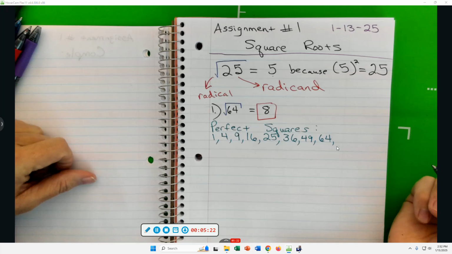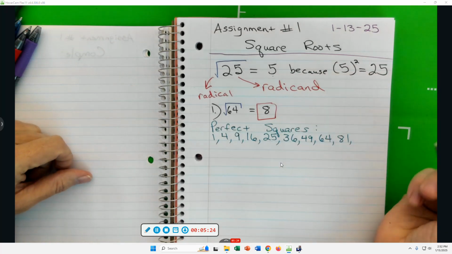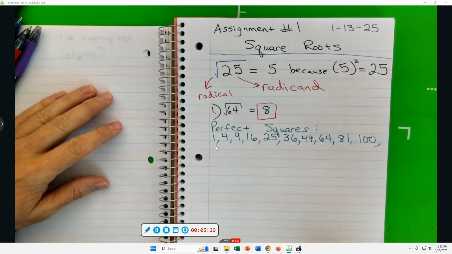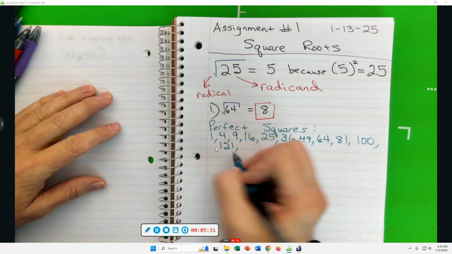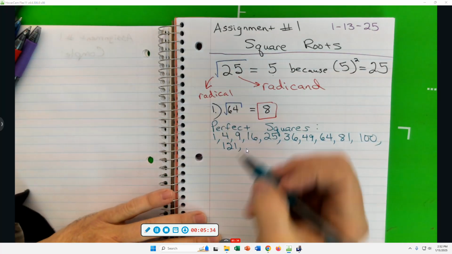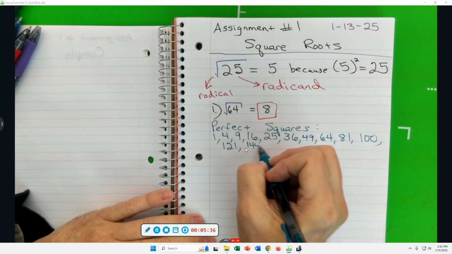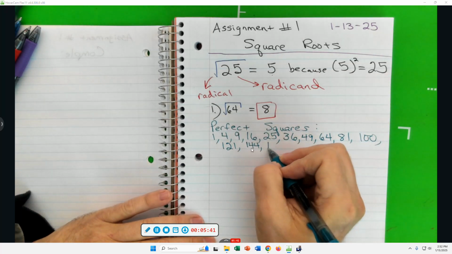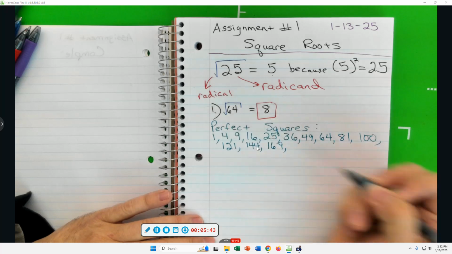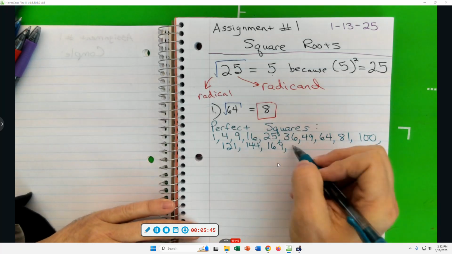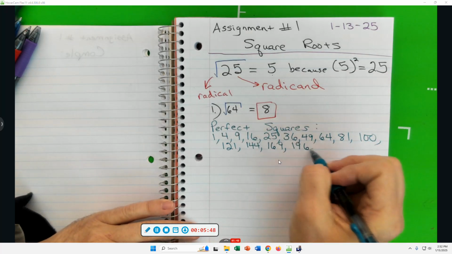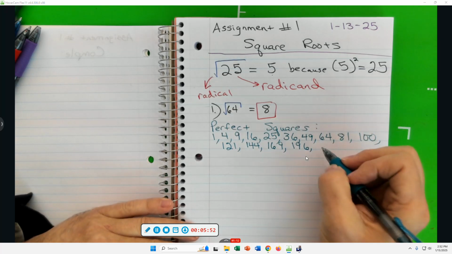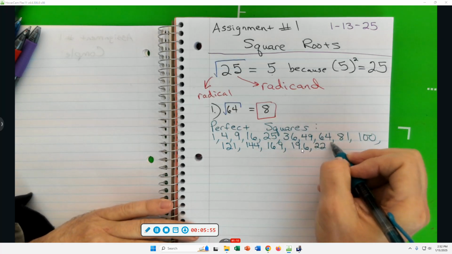9 squared is 81. 10 squared is 100. 11 squared is 121. 12 squared is 144. 13 squared is 13 times 13, 169. 14 squared is 14 times 14, 196. 15 squared, 15 times 15 is 225. Where does this end?